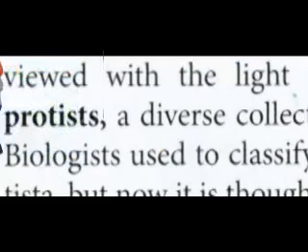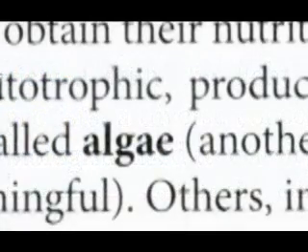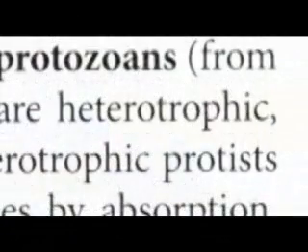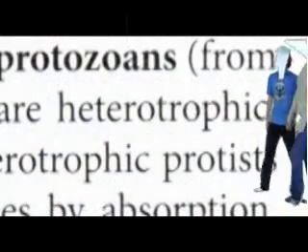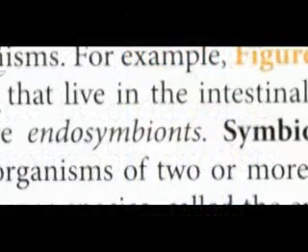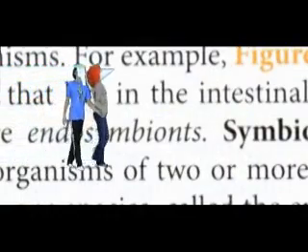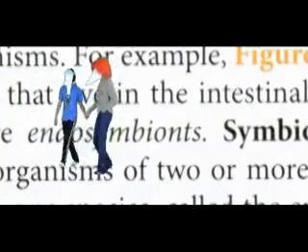Protists are a collection of diverse unicellular eukaryotes. If a protist is autotrophic and produces energy by photosynthesis, then it is known as algae. If they are heterotrophic, they eat bacteria and protists and are known as protozoans. Most protists live in aquatic environments.